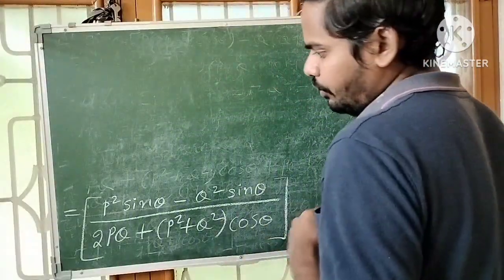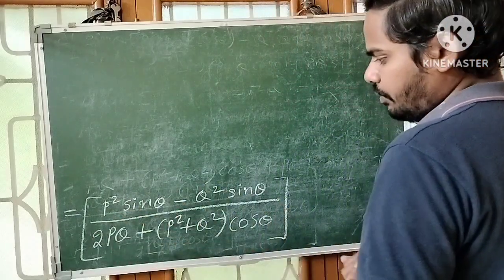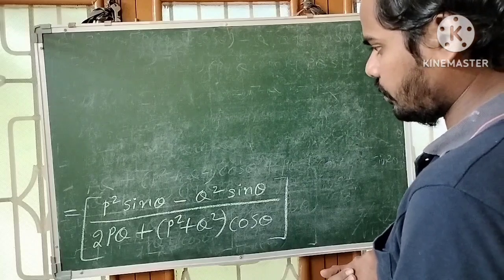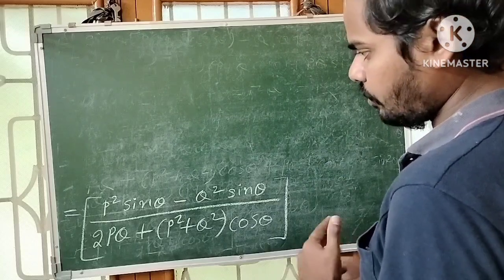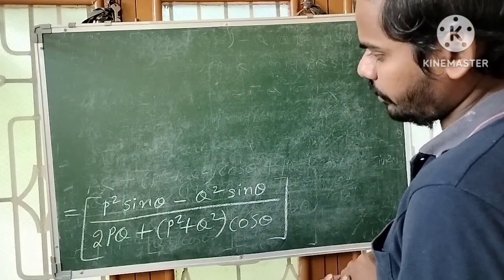So finally we come to this equation: tan phi is equal to (p square sin theta minus q square sin theta) by (2pq plus (p square plus q square) into cos theta). We don't have this option, so we have to simplify further.